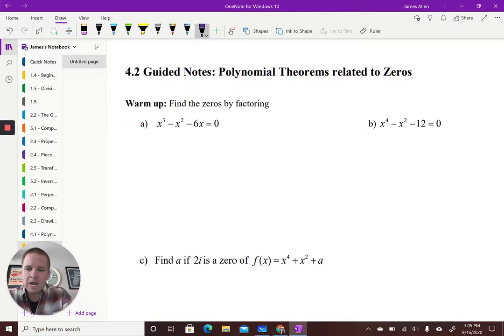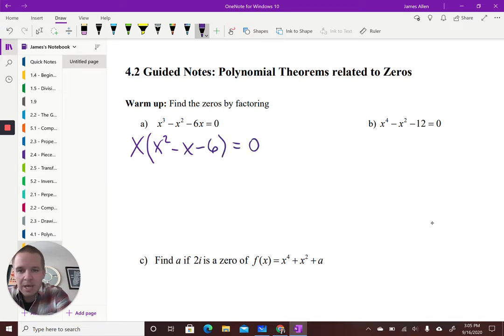If I want to factor this, I'm going to look for a GCF first. So I'm going to take out an x. I'm going to factor out an x, and I'm left with x squared minus x minus 6 equals 0. Now I can factor that trinomial inside of the parentheses. So I'll have x minus 3, that multiplies to negative 6 and adds to negative 1.